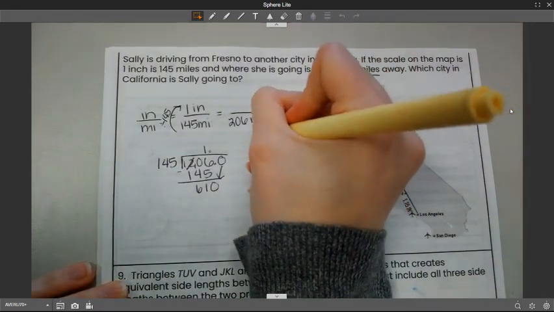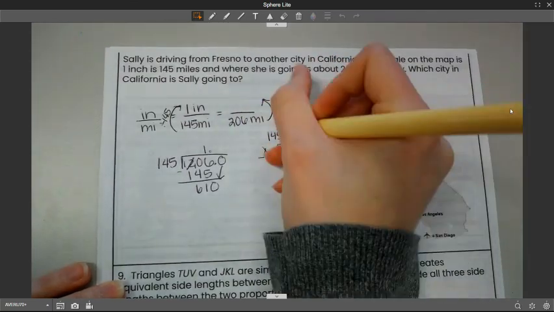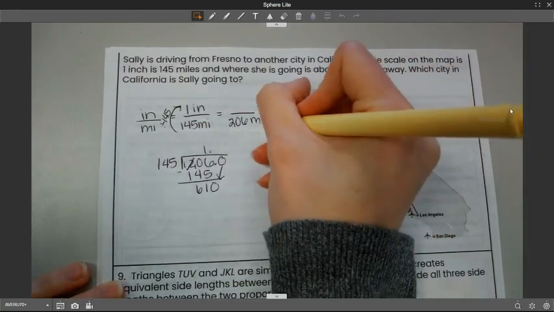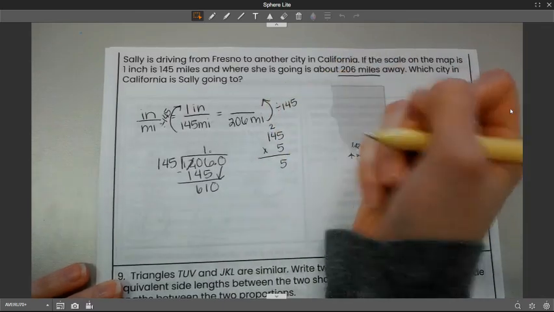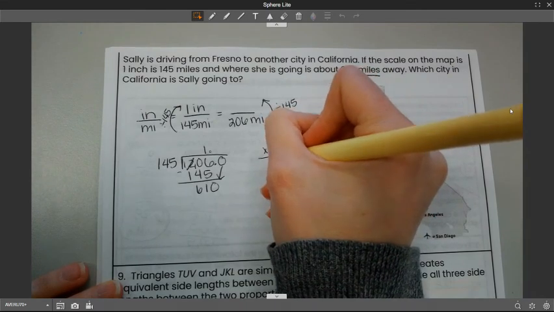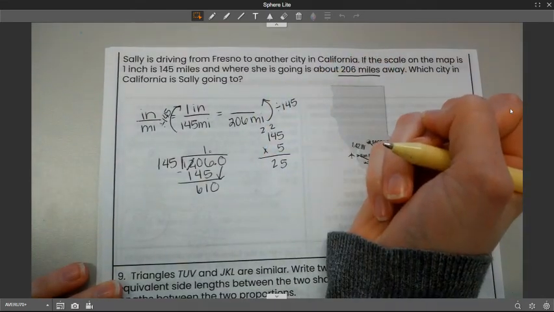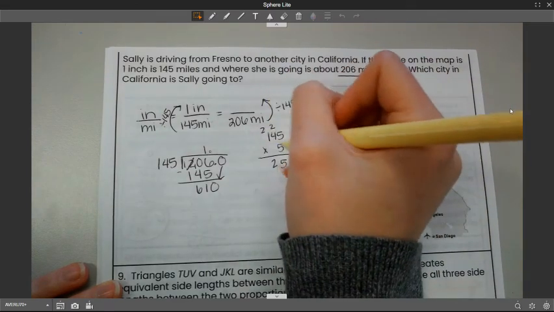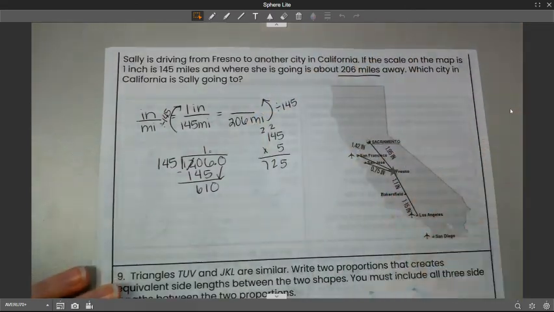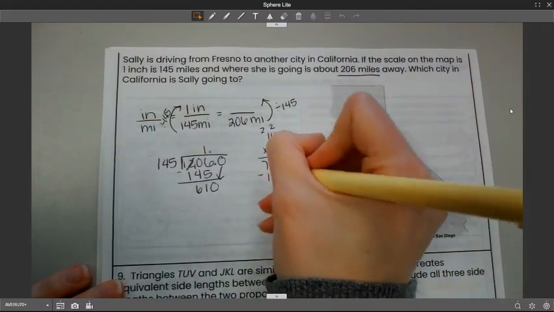So let's try 5. 145 times 5. 5 times 5 is 25. Put down the 5, carry the 2. 5 times 4 is 20, plus 2 is 22, carry the 2. 5 times 1 is 5, plus 2 is 7. Okay, that's too many. So let's see if I subtract 145 from this.